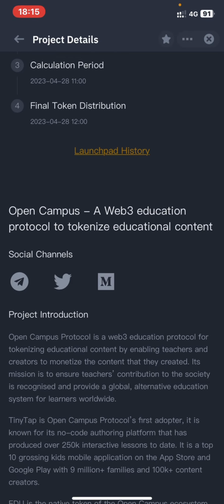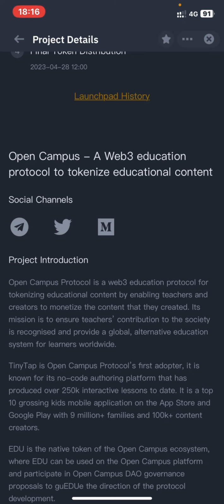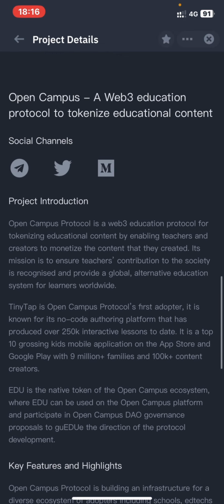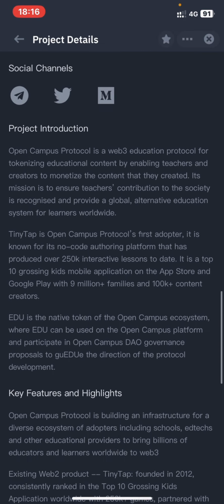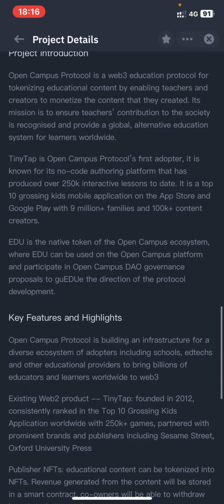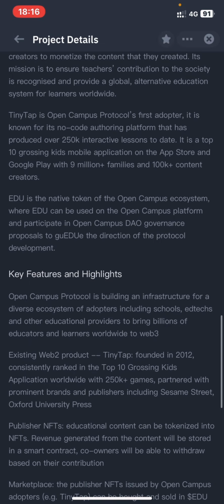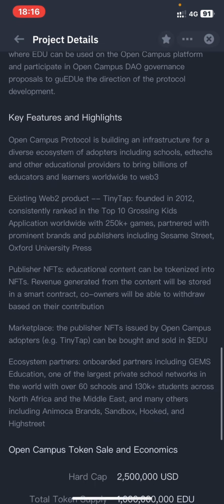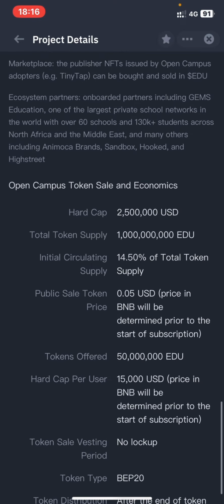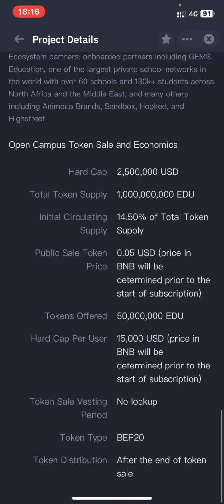OpenCamp, a Web3 educational protocol to tokenize education content. So here is the information about this project. You can read more about this project if you want to invest in this token. And let me fast forward to this section over here, the tokenomics of this token.